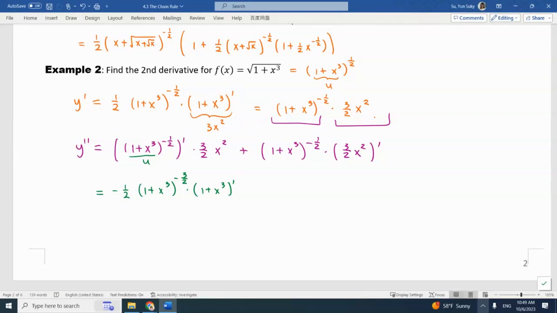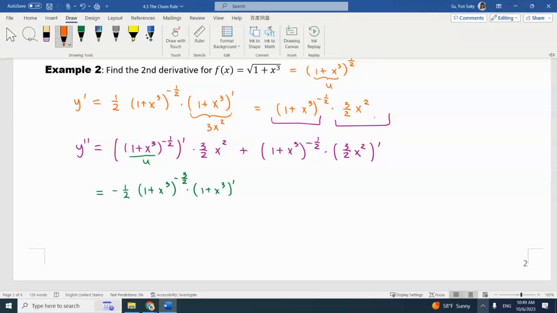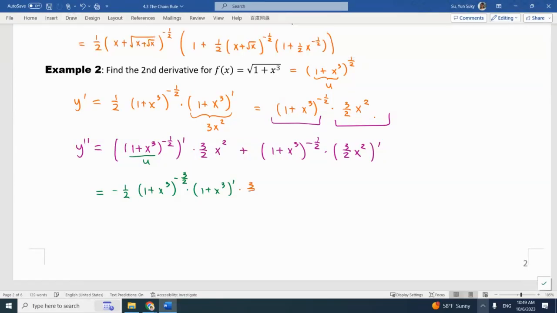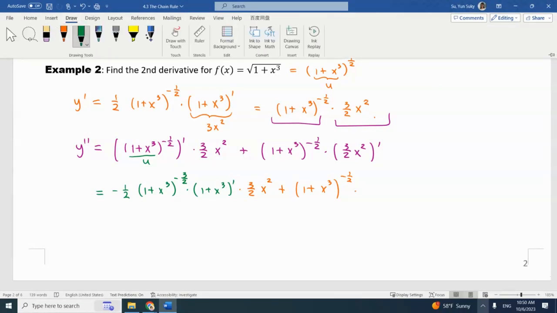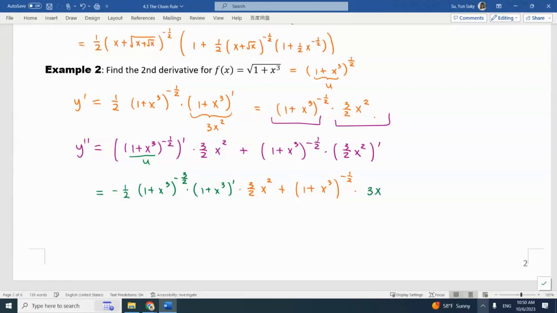Composite function, power rule, and times u to the n minus 1 times u prime. Okay. And then 3 over 2 x squared, copy it. 1 plus x cubed to the minus 1/2, copy it. What is the derivative of 3 over 2 x squared? 3x. Yes, the 2 and the 2 cancel. We get 3x. Is that okay, everybody?